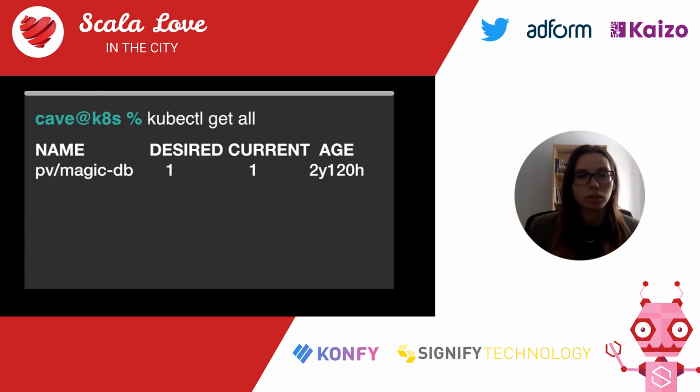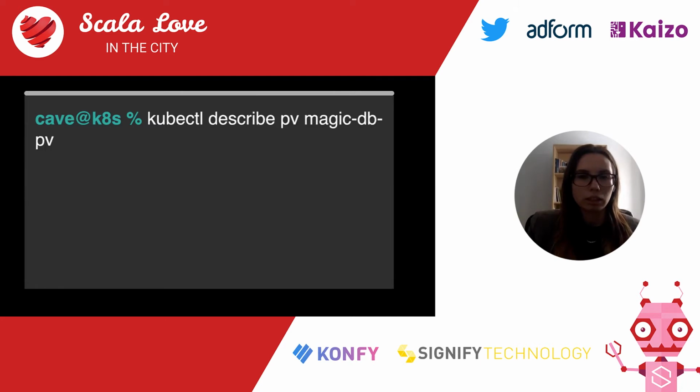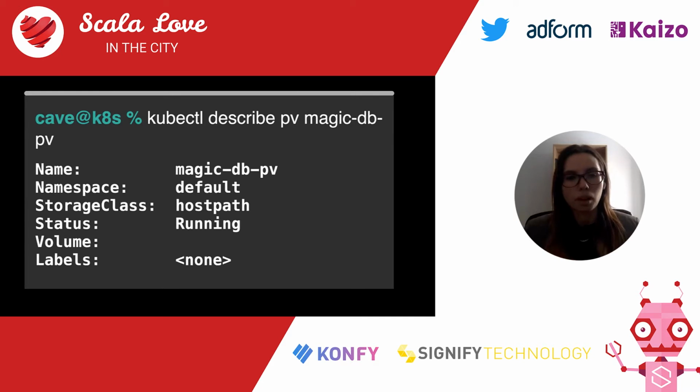And she saw persistent volume MagicDB, which was also familiar to her. But the most interesting feature was that it was 2 years and a few months old, and it matched exactly the time that she had her adventure. So she realized that it's definitely connected, and she decided to look into it. She ran the describe command on the persistent volume. And indeed, she saw that the namespace was default, the naming was the same, and the persistent volume was still running all this time.